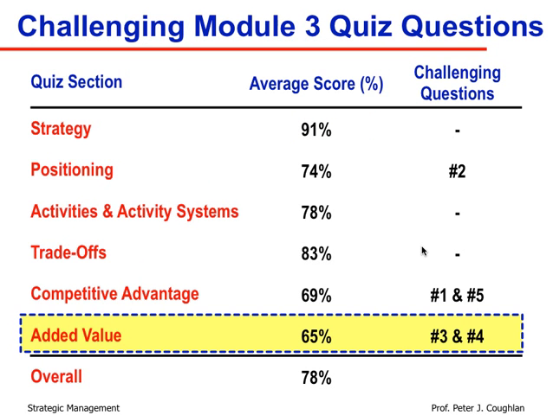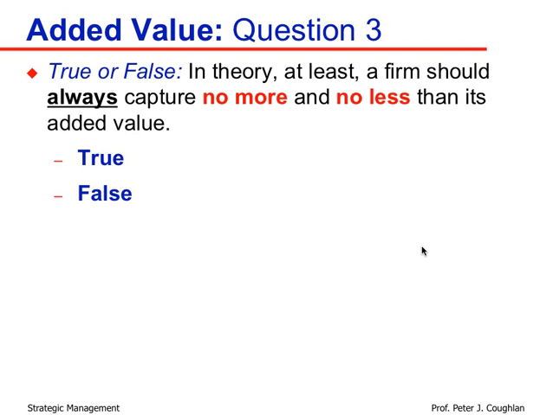All right. So the last two questions that students found challenging were in the section on added value, questions number 3 and number 4. Number 3 asks the following: true or false? In theory, at least, a firm should always capture no more and no less than its added value. So you should capture exactly your added value in competition.